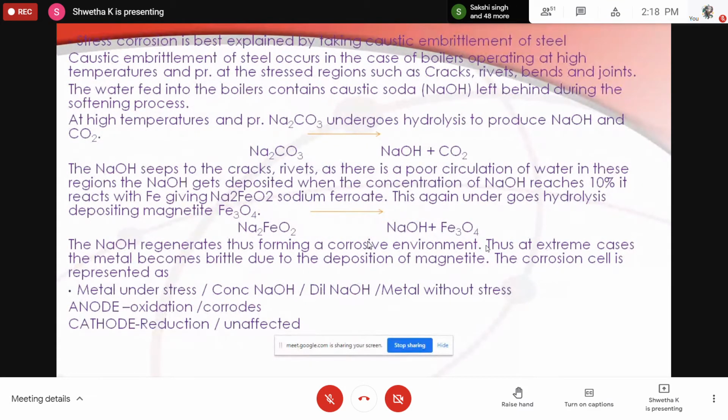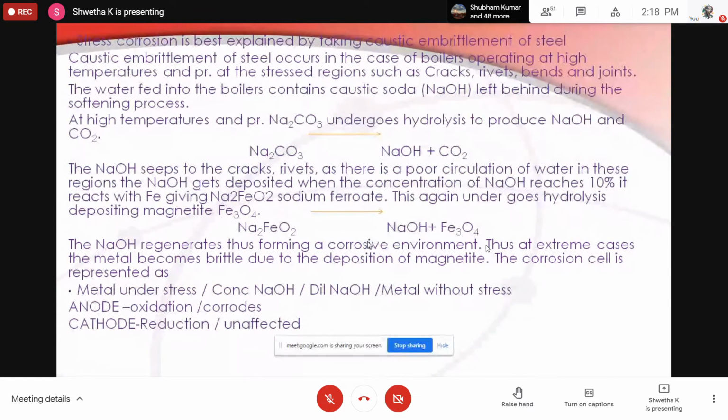This is all about caustic embrittlement. Caustic embrittlement means what? Due to this NaOH, there is a formation of magnetite. This magnetite makes the steel brittle. That is what is called caustic embrittlement of steel.